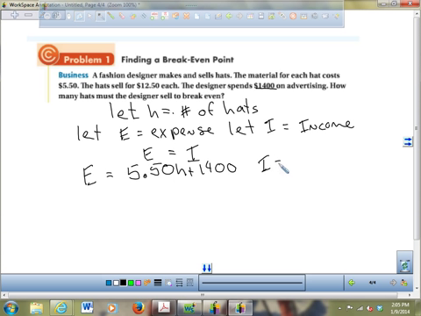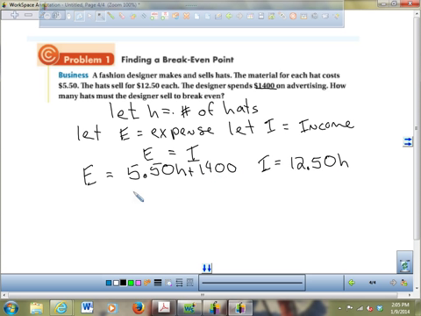What's I? Can you tell me what I is? Oh, income. Yeah, and what is it in this case? How would I find it? No, not $1,400. How much am I taking in per hat? $12.50, right? $12.50 per hat. So for each hat it costs you $5.50 per hat plus your $1,400, and that doesn't depend on how many hats you make. That's just your advertising cost plus $12.50.